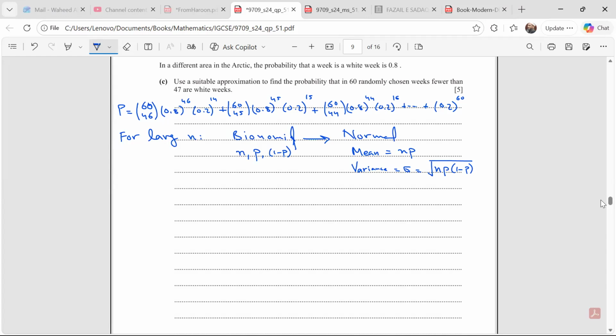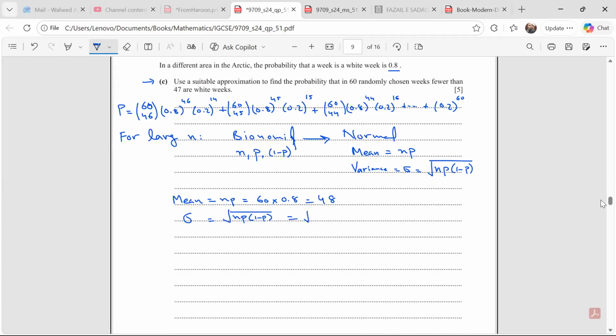Okay, so I'm trying to approximate this binomial distribution by normal distribution, and for normal distribution the mean is np, n is 60, and p is 0.8. p is the probability of success, so it is 0.8. So this will become 48. Okay. Similarly, the variance, I told you this is np into 1 minus p.